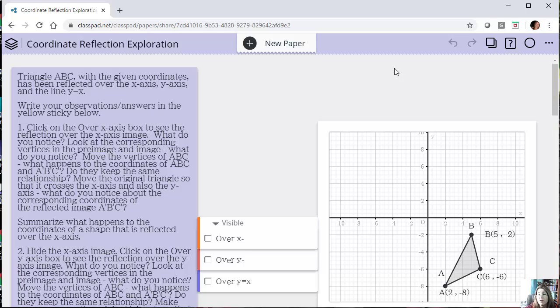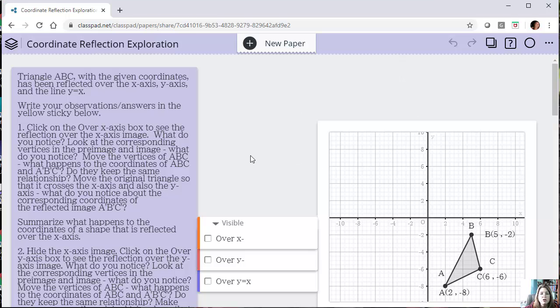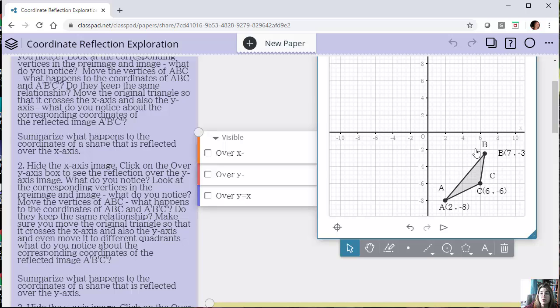Hopefully before they've done this, they have explored reflections already. There is a previous lesson that is more about the basics of reflection, so we're going to assume that knowledge already. Now we're just exploring what happens when it's in a coordinate plane. They have this triangle here in the fourth quadrant, and this triangle can be moved, and that's going to come into play later.